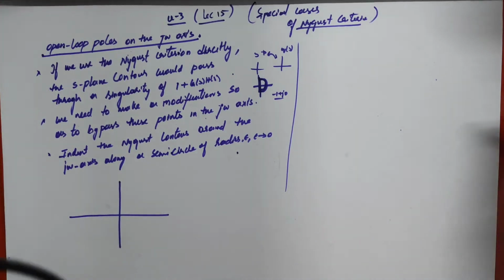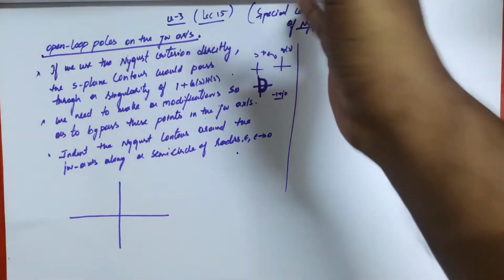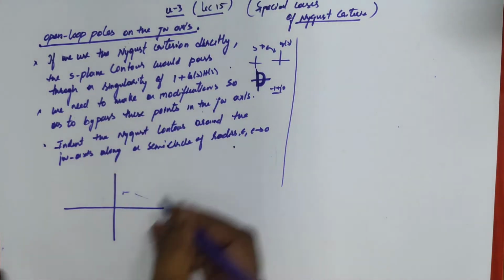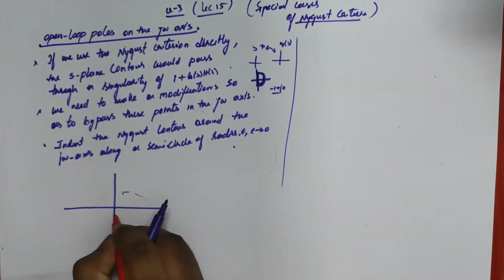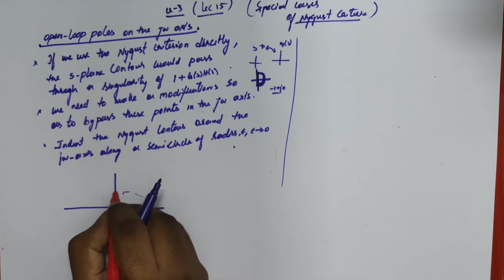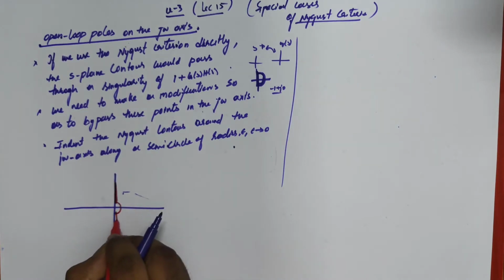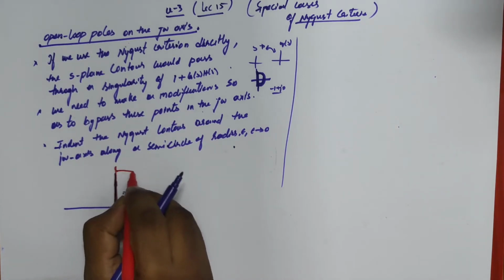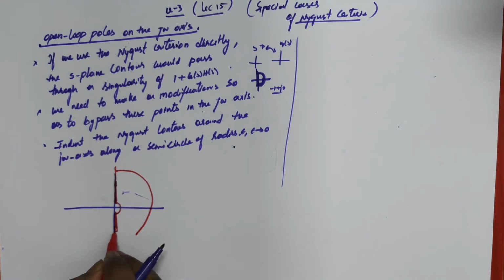So what we'll take is, we have to bypass the j omega axis. That means I have to take my new contour like this. At this small point I'm skipping the j omega axis. It may be a longer one, but for our purposes, this is my new contour, where I'm bypassing the j omega axis. Why I bypass, you'll understand later.